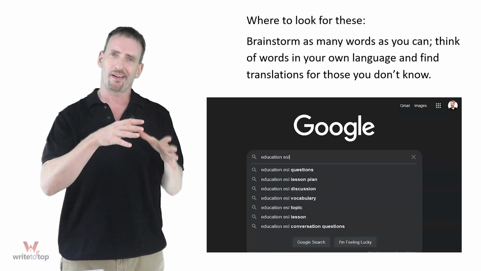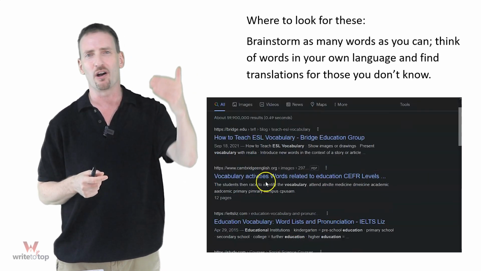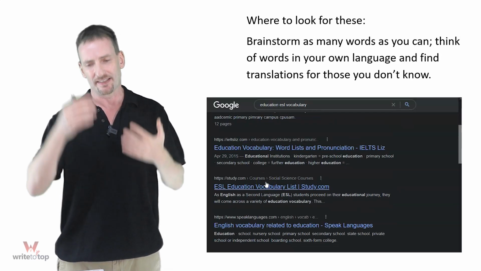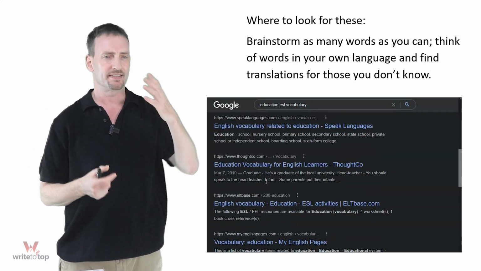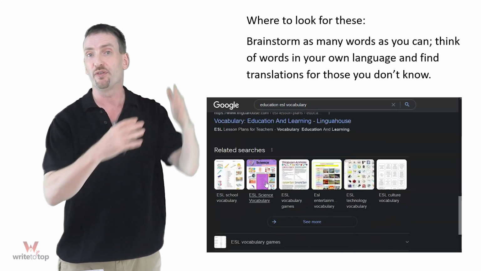Now, where the boring part comes in is that you're going to actually have to go through all the different websites that come up and see what words they offer you. Some of them will offer you like 10 words. Some will give you 20. Some will give you 50.